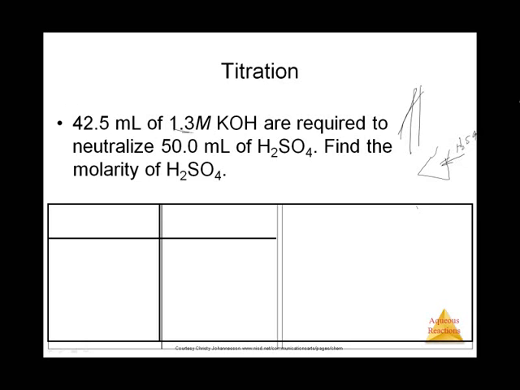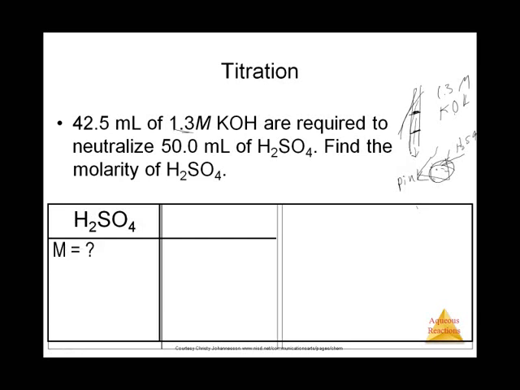I put 1.3 molar potassium hydroxide in here, put a few drops of indicator in, and I drop by drop by drop put the potassium hydroxide in until it turns pink. When it turns pink, I determine what my volume is here, how much of the potassium hydroxide I used. I know how much sulfuric acid I started with, and I just plug it into the formula.